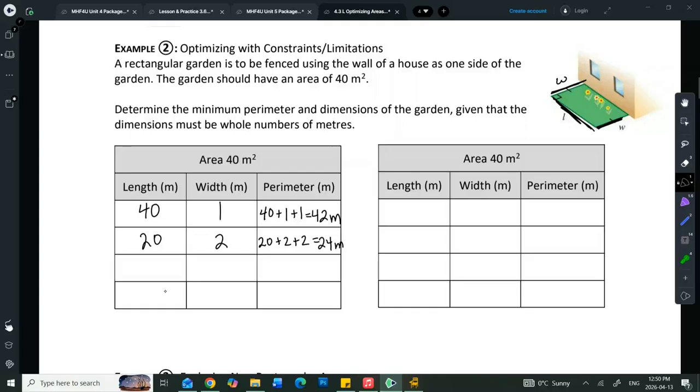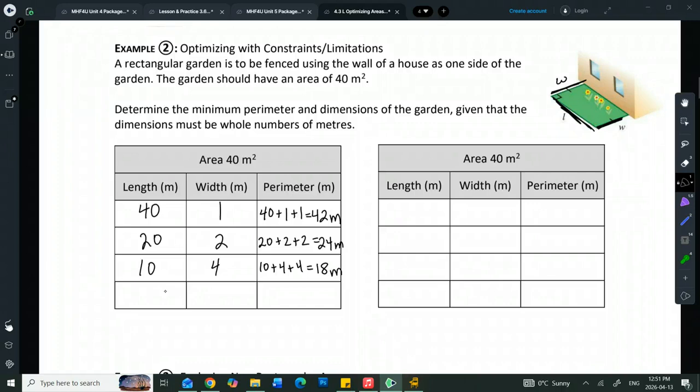What's the next option of combination that multiplies to 40? 3 doesn't work. Does 4 go into 40? You can try to divide 4 into 40. Okay, so 10 and 4. So we'd have 10 plus 4 plus 4, and that gives us 18 meters. So that's an even better option.